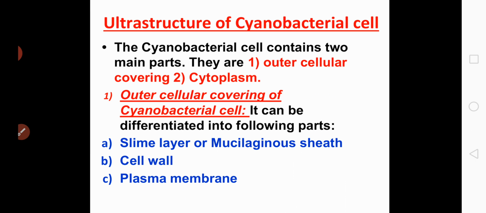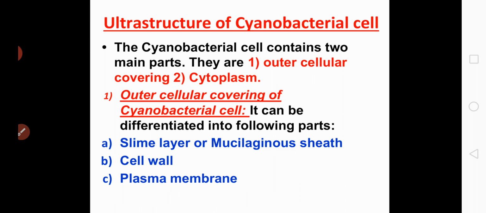Coming to the structure, the cyanobacterial cell contains two main parts. They are outer cellular covering and cytoplasm. So each cell of the cyanobacteria contains two main parts: outer cellular covering and cytoplasm. This outer cellular covering can be differentiated into three parts. They are slime layer, also called mucilaginous sheath. The second part is cell wall, and the third part is plasma membrane.